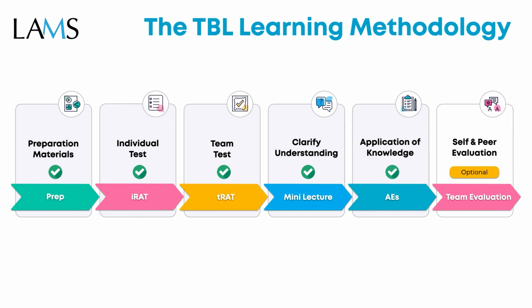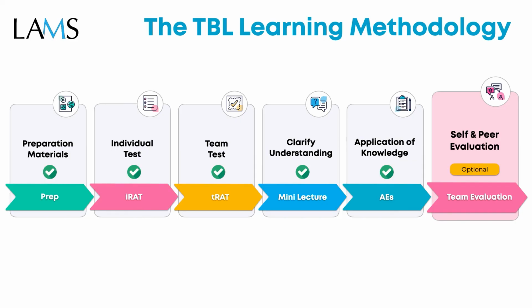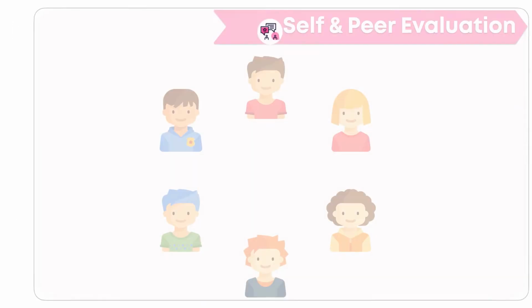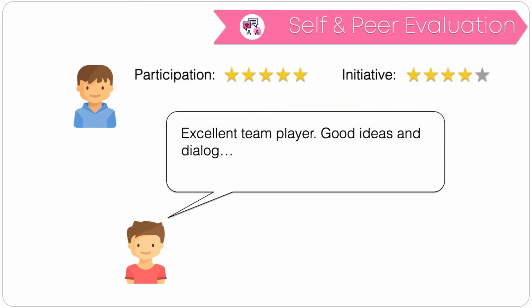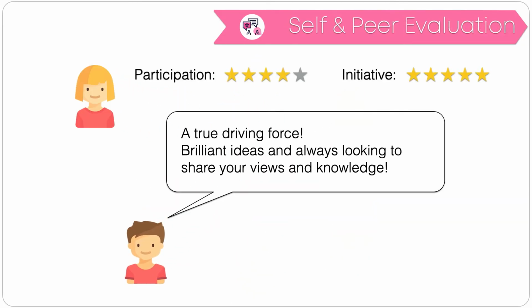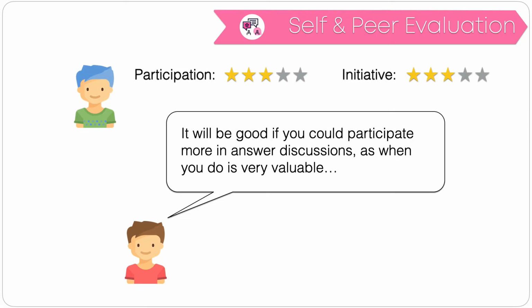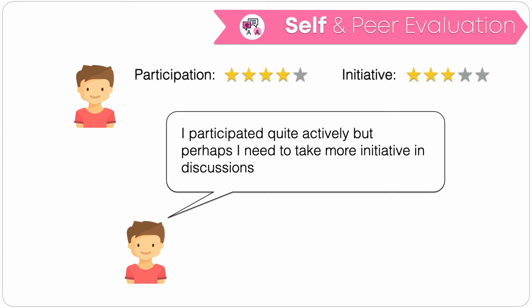By the end of the application exercises, students should have a solid understanding of the subject matter, from the theory to its real application. After the application exercises, an optional but periodical activity called self and peer review allows each student to assess the contributions of them and their teammates to the team's success and their own learning. This is a formative process in which students get to practice giving constructive feedback to one another.